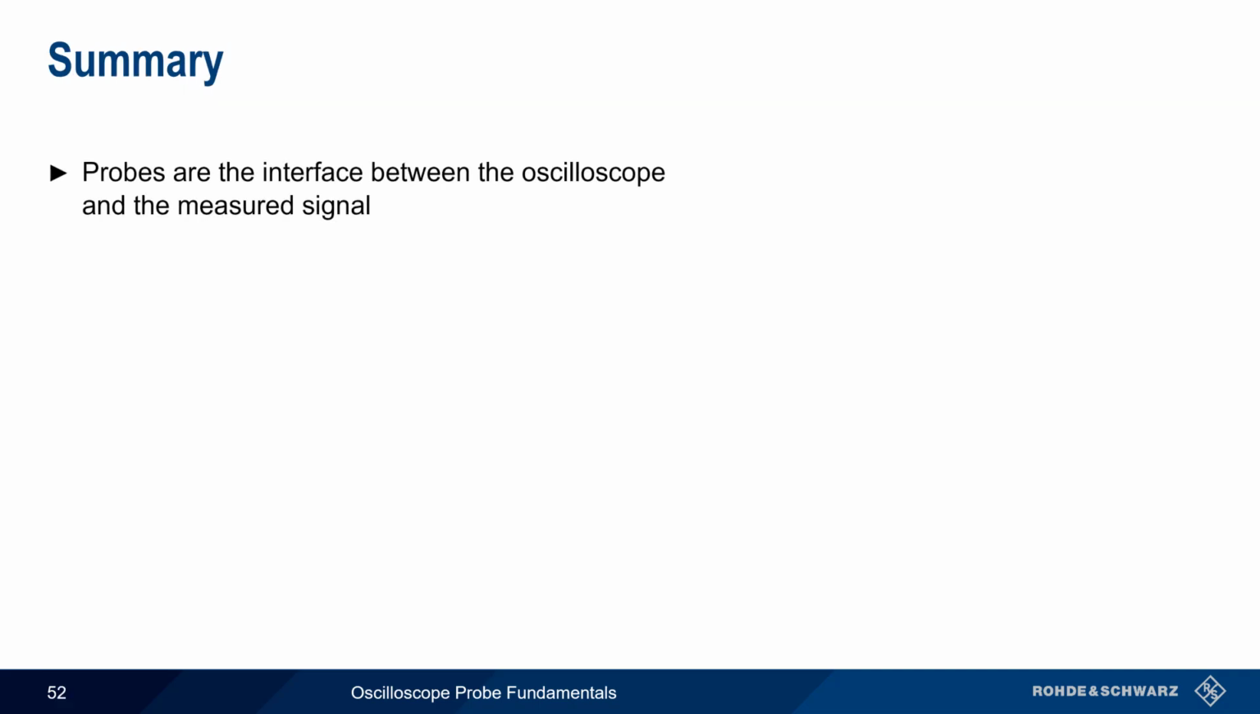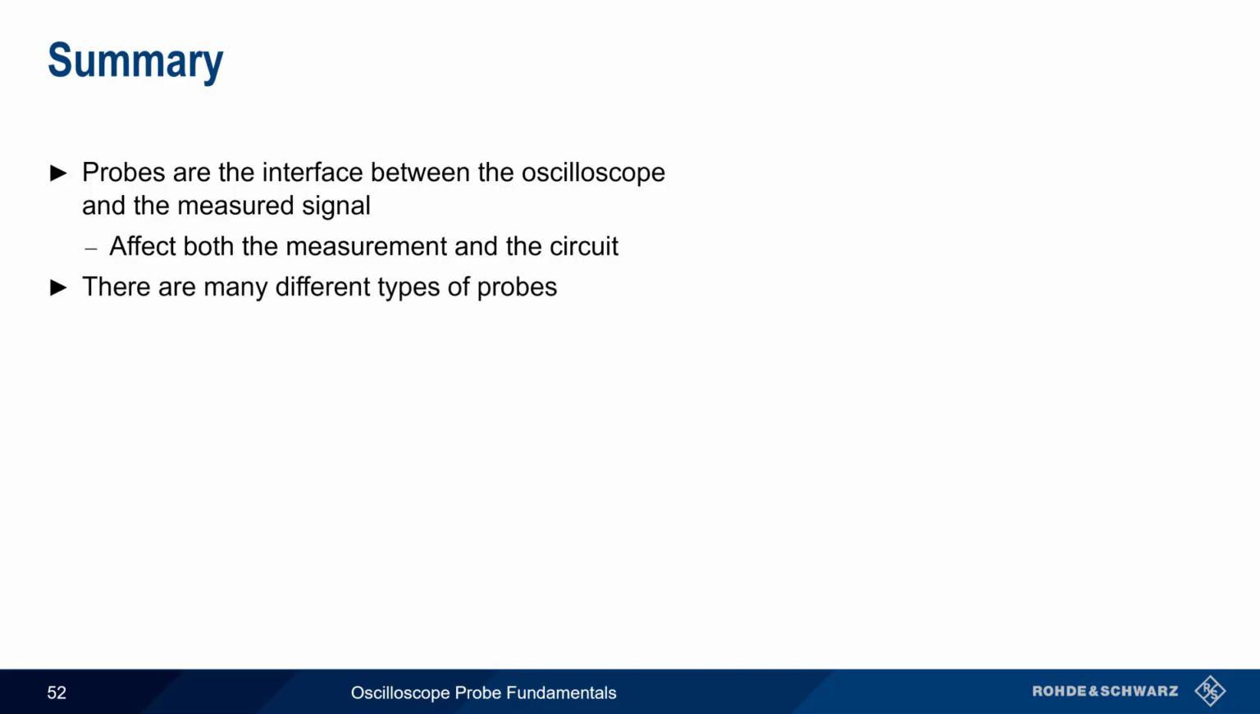Let's end with a brief summary. Probes are the interface between an oscilloscope and the measured signal. The type and characteristics of a probe will affect not only the measurement, but the probe can also load or otherwise affect the circuit under test as well. There are many different types of oscilloscope probes, and in this presentation we've covered the four most important ones.